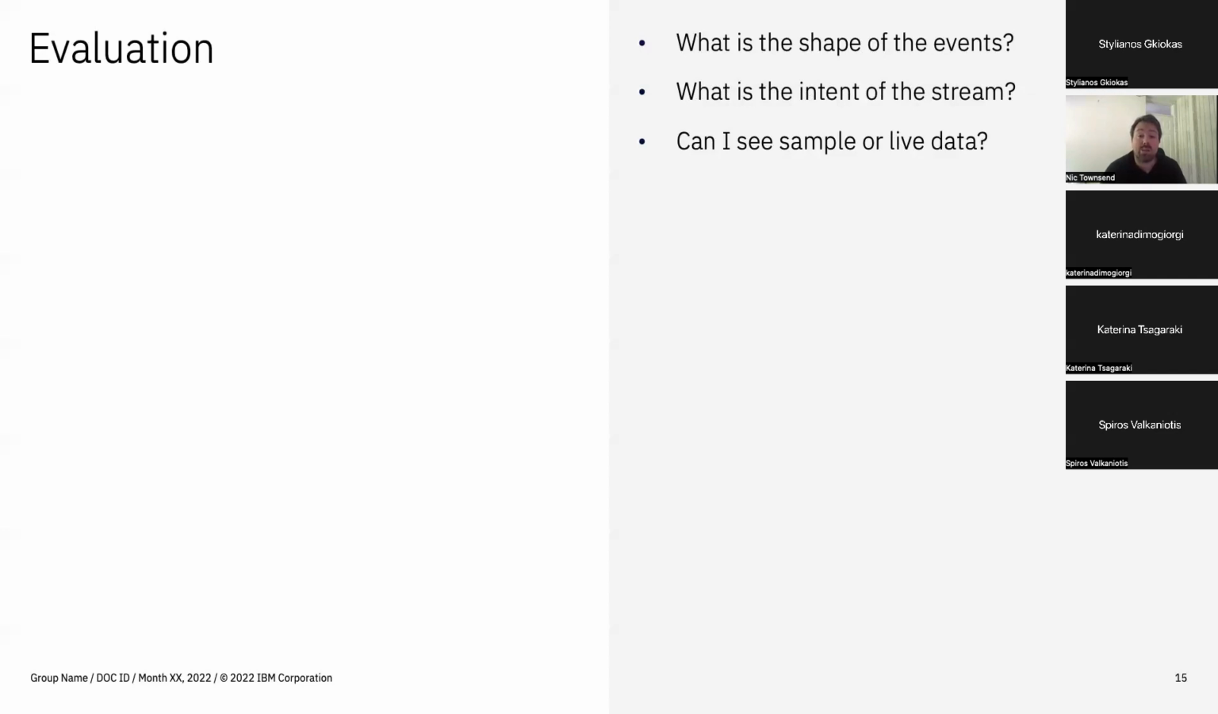So not just the shape of the events, but if I can see some sample or some live data, maybe the fact that it's called customer and the customer status is described in the schema. If I can see the live data, I can understand that actually the majority of the messages coming through this event stream are about high value customers, or they're about customers that are eligible for discounts, etc.